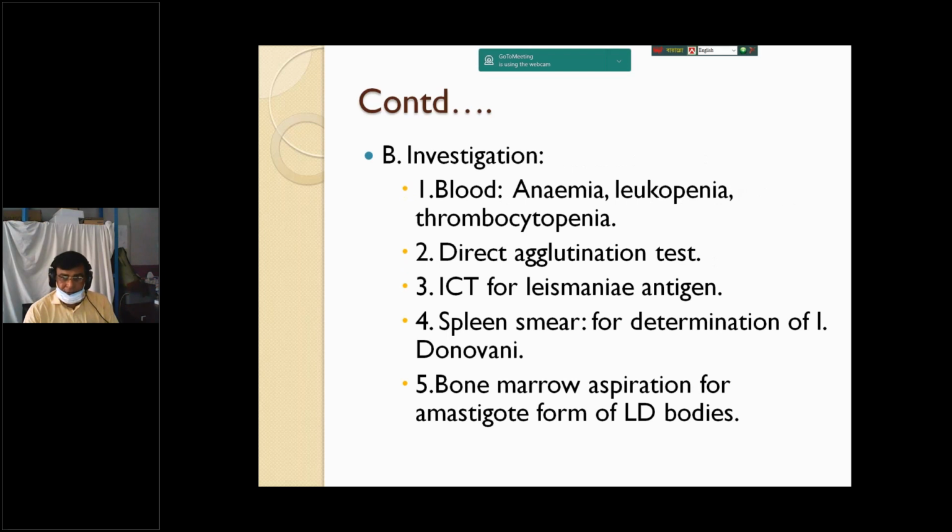Now investigations. What are the investigations we should do for Kala-azar? Blood test: anemia, leukopenia, thrombocytopenia occurs in Kala-azar. Direct agglutination test. This is a very cheap and available test. ICT for Leishmania antigen. Spleen smear for determination of amastigote form of Leishmania donovani. Bone marrow aspiration also shows amastigote form of LD bodies.